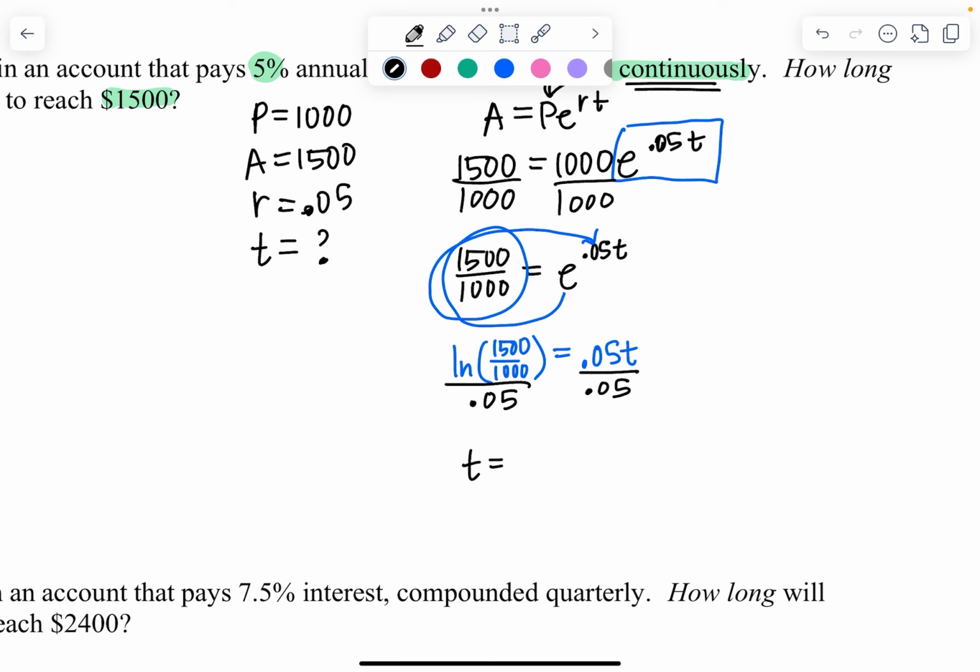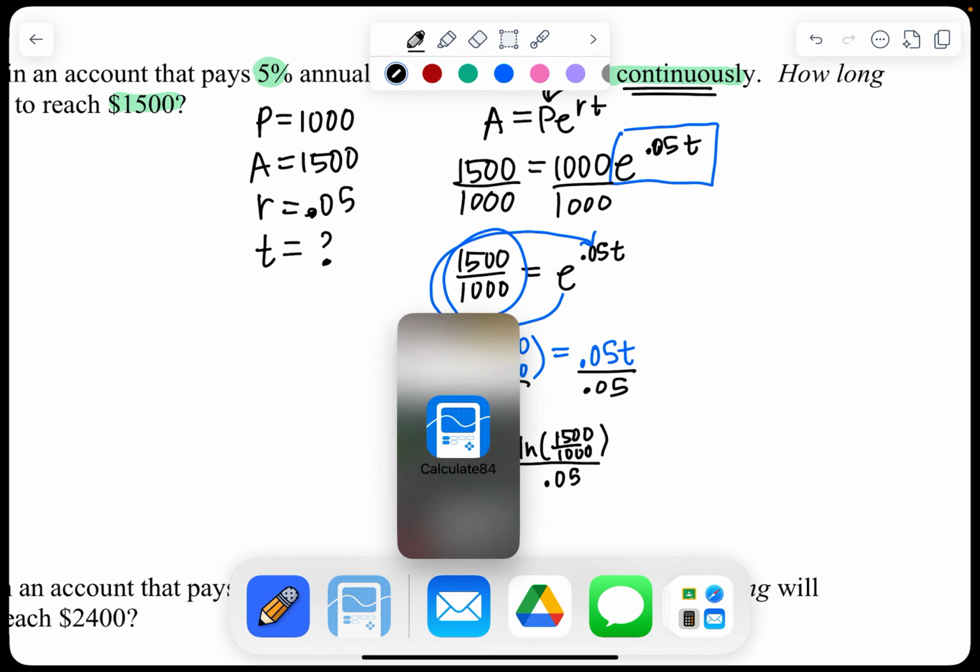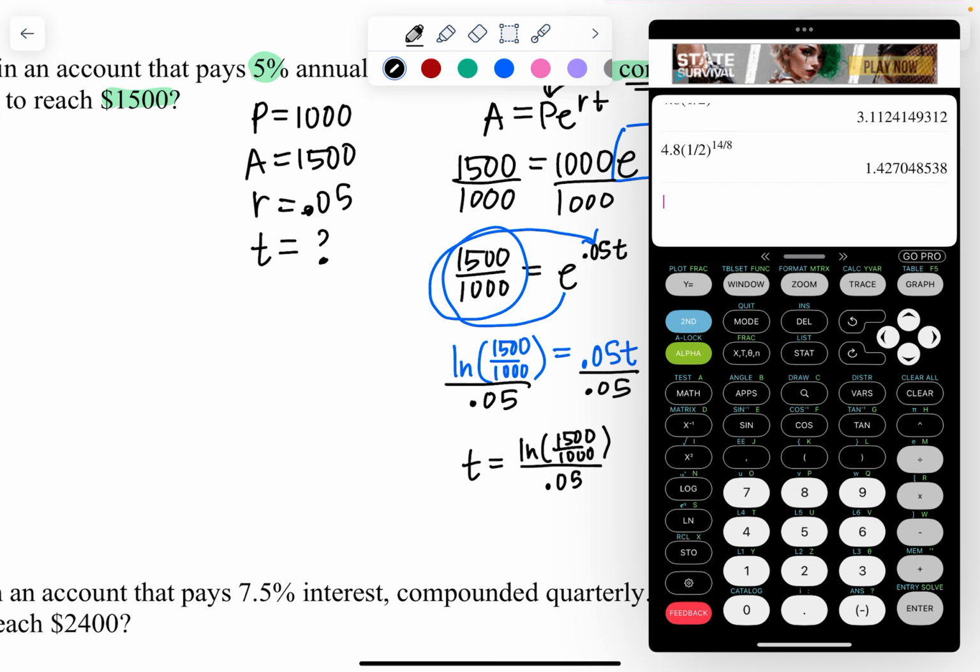Okay, and so if we didn't have a calculator, you would have to leave your answer like this, maybe simplify the 1,500 over 1,000. But you want to completely solve for your variable before going to your calculator so you don't have any rounding mistakes. Okay, and so natural log of 1,500 divided by 1,000, close parentheses, divided by 0.05.